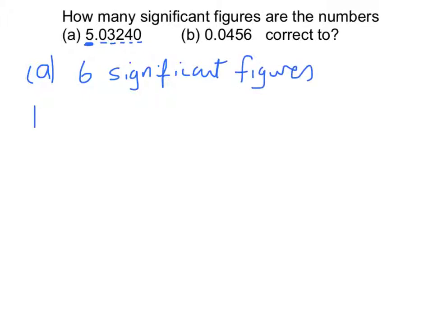Now let's look at part B. Remember, we start counting at the first non-zero digit. This digit here is 0, this digit here is 0, so our counting only begins at the first non-zero digit, which is the 4, and we count all the digits including this one, so we'll have 1, 2, 3. So the answer to part B is 3 significant figures.